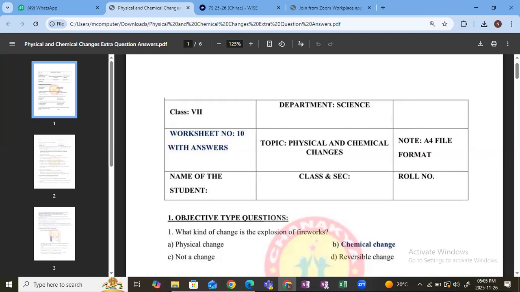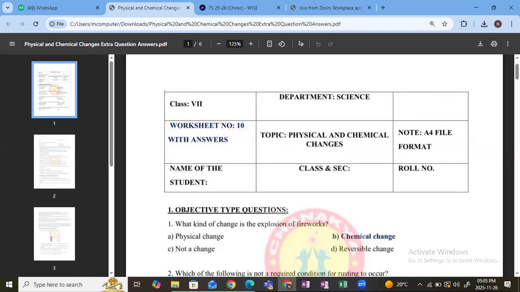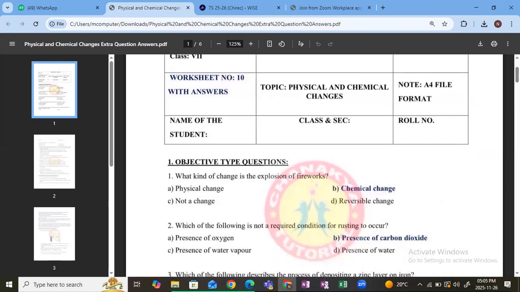What kind of change is the explosion of fireworks? Chemical. If there is an explosion of fireworks, it means chemical. You are providing oxygen and there will be a chemical reaction, right? And if there is a chemical reaction, it means a chemical change will be there.